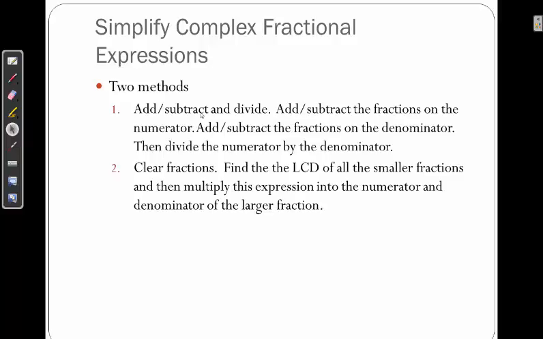The other option is to clear fractions. In that, we will find the LCD of all the smaller fractions, so all the fractions in the numerator, all the fractions in the denominator, and then we will take that LCD and multiply it through the numerator and denominator of the large fraction. So I'll show off both of those on an example.